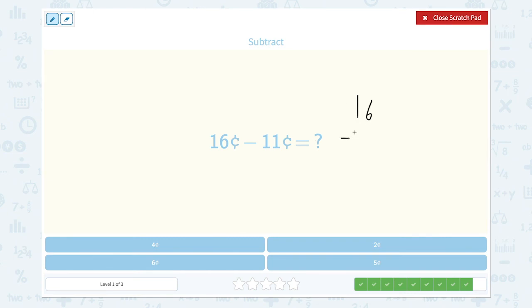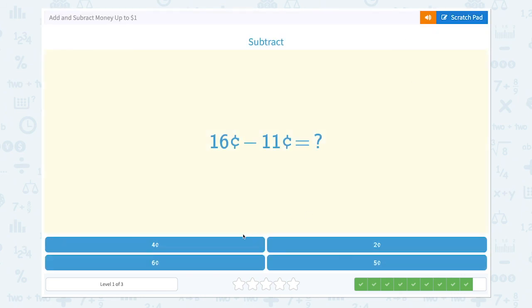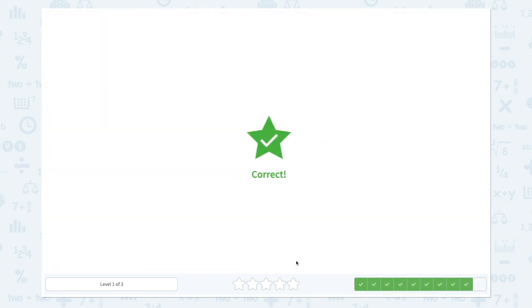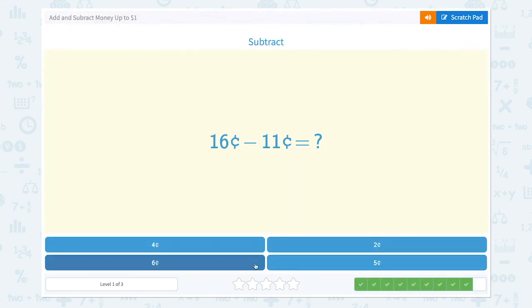16 minus 11. 6 minus 1 is equal to 5, and 1 minus 1 is equal to 0. So the answer is 5 cents. Let's click the right answer, 5 cents. Correct. Great job.